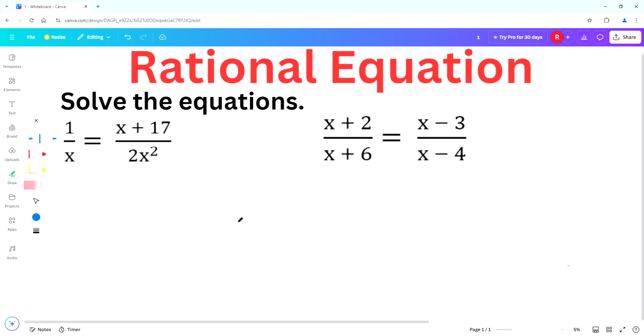In this video, we'll solve these rational function equations. Let's start with the first one, the one on the left side. 1 over x equals x plus 17 over 2x squared.